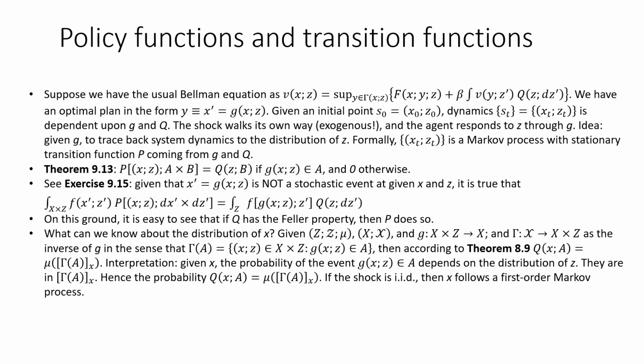and this policy function has an inverse, which is function gamma, and gamma gives x and z values, a set to any given A, to which the policy function gives an endogenous state next period that falls into set A. So if we have a set A, the inverse of the policy function gives us those x and z values to which the endogenous state next period falls into set A. So to any given A, we have an x, z set in the plane.